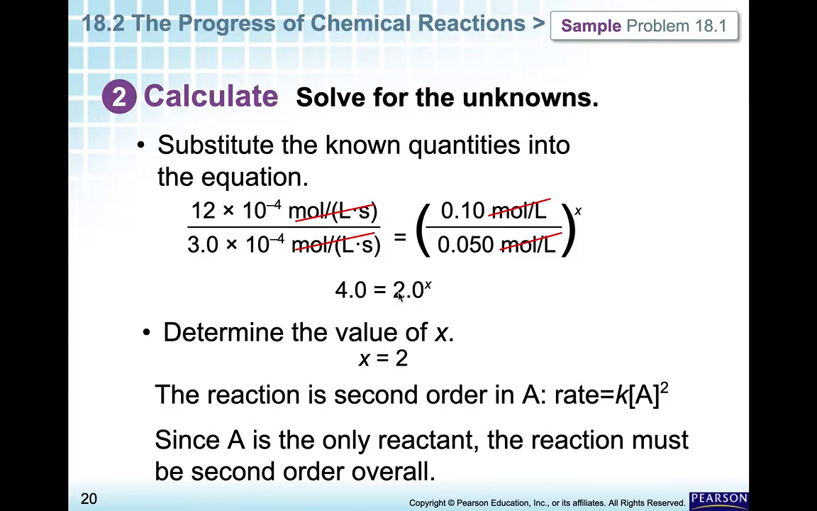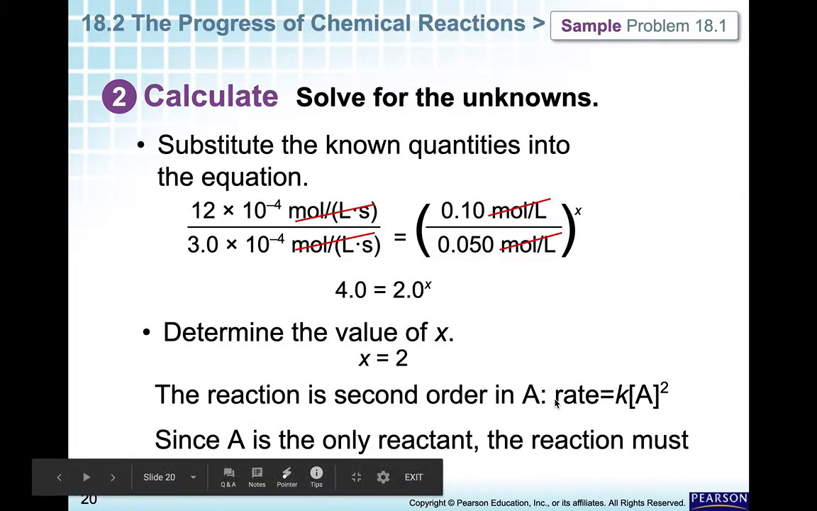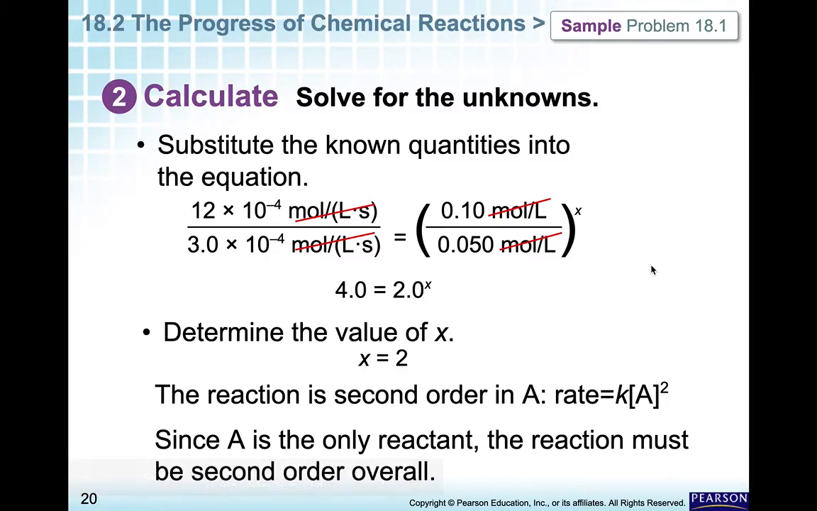We need a number where 2 raised to that number equals 4. The value for x then must be 2. In other words, this reaction is second order with respect to A. To write the full equation, we write that the rate is equal to k times the concentration of A squared. And since that is our full rate law, and A was the only reactant, the reaction is also second order overall.